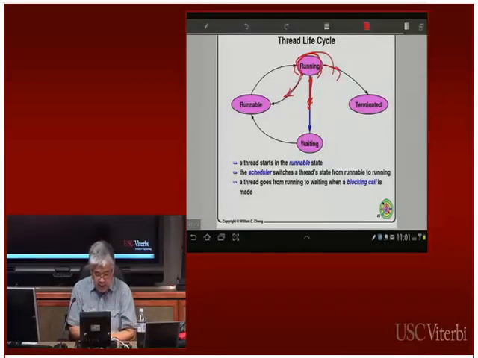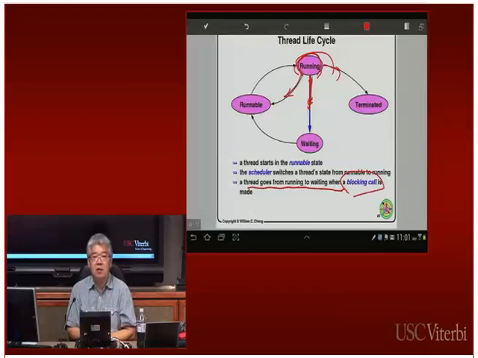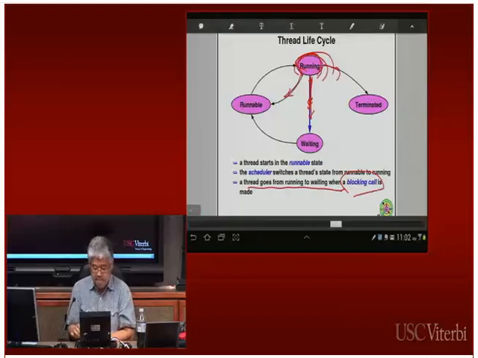So in this case, the thread goes from the running to the waiting state. Who made it do that? The thread itself does it. Nobody else. The scheduler doesn't get involved. The thread itself called pthread mutex lock, or called read or write. So it's the action of the thread itself that makes this transition from running to waiting.